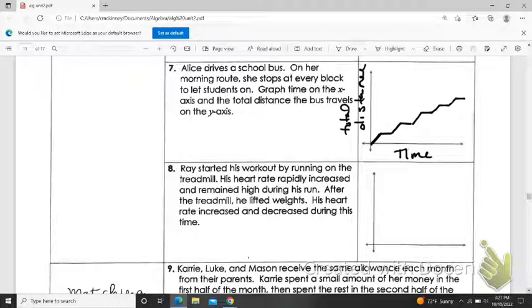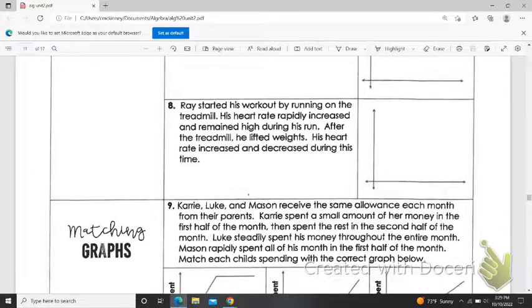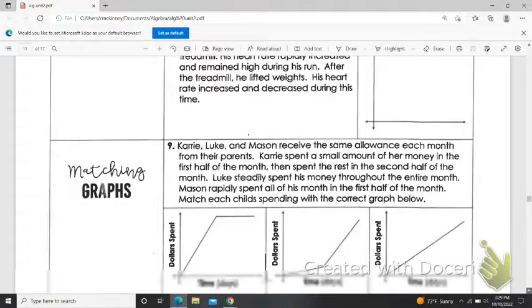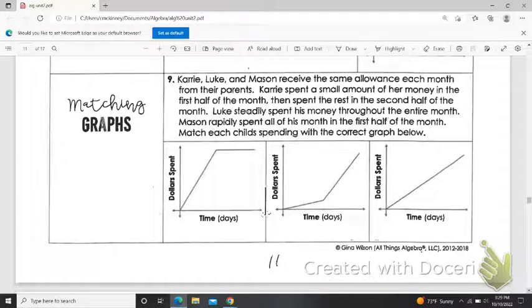So let's look at these ones down here at the bottom where we are matching. So we have 3 kids. They all receive the same allowance each month from their parents. Carrie spent a small amount of her money in the first half of the month, and then she spent the rest in the second half of the month. Luke steadily spent his money throughout the entire month, and Mason rapidly spent all of his money in the first half of the month. So we want to match these up.